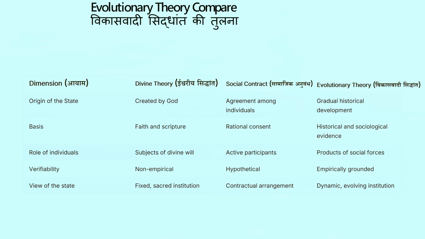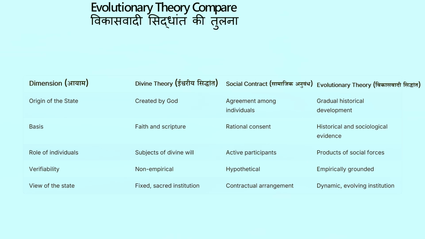If we talk about the comparison between the three theories, first, divine theories, social contract theories, and the evolutionary theory, we can say that these theories have distinct features in all dimensions. In the first dimension, the origin of the state, divine theory describes it as created by God, while social contract theory defines it as an agreement among individuals, whereas evolutionary theory explains the origin of the state as starting from gradual historical development.